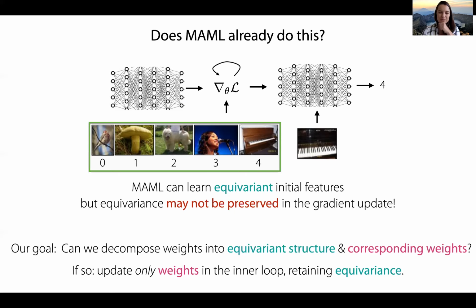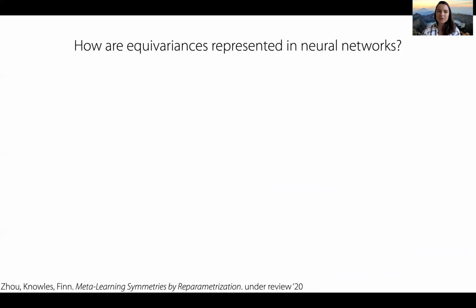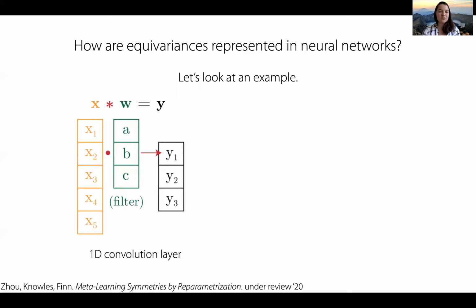So what exactly do I mean by this, and how might we actually do this? Let's look at examples of how equivariances are represented in neural networks. We can start with a very common example that we should all be familiar with, which is convolution. A 1D convolution layer looks something like this, where you have some filter weights denoted with W, and those are slid across the image such that the resulting output is translation equivariant.